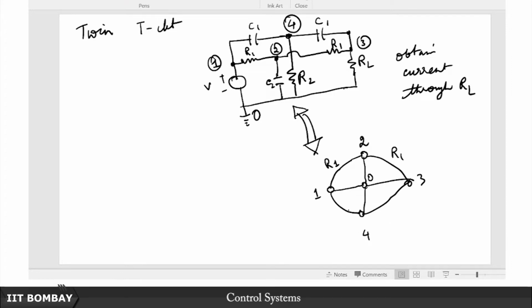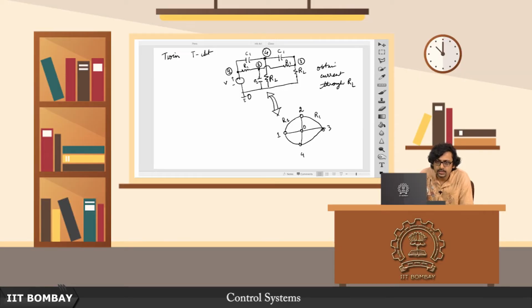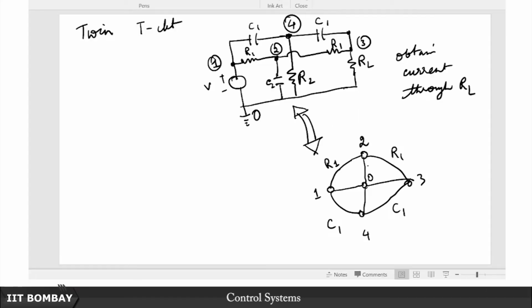Similarly, if you look at nodes 3 and 4, that is basically C1. Again, if you look at nodes 1 and 4, that is also C1, right. Now you have to look at all the nodes connecting to the datum. So between datum and 2 you have C2. Between datum and 3 you have RL, and this is the current that you are interested in obtaining.